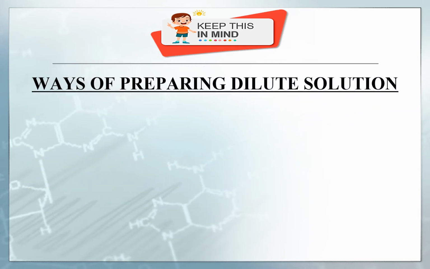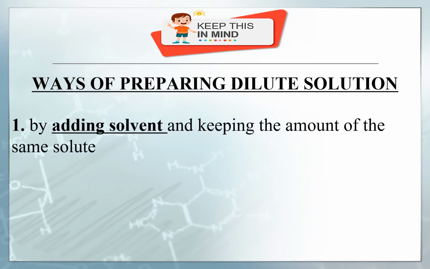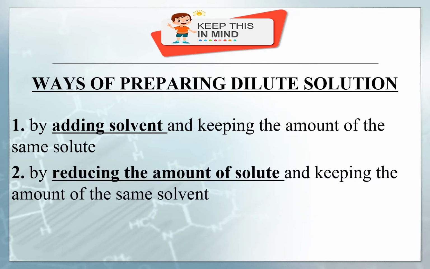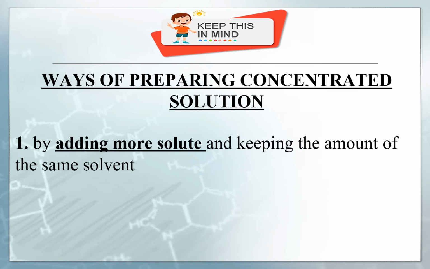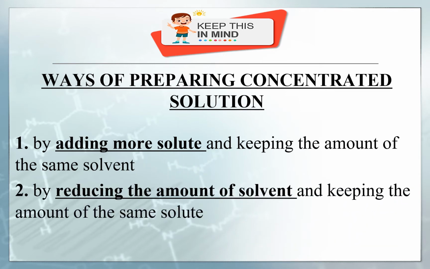There are two ways of preparing a dilute solution. First, by adding solvent and keeping the amount of the same solute. Second, by reducing the amount of solute and keeping the amount of the same solvent. And the ways of preparing a concentrated solution: first, by adding more solute and keeping the amount of the same solvent. Second, by reducing the amount of solvent and keeping the amount of the same solute.